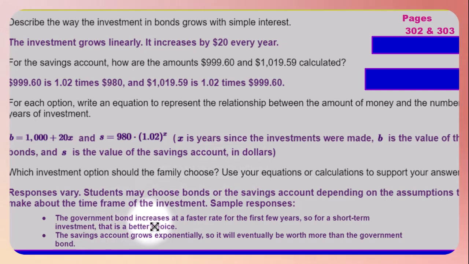All right, the government bond increases at a faster rate for the first few years, so for a short-term investment, that's a better choice. But the savings account grows exponentially, so it will eventually be worth more than the government bond and will continue to go that way. So take a minute and stop and practice putting these both into Desmos, looking at how they grow and when this one is going to overcome this one.